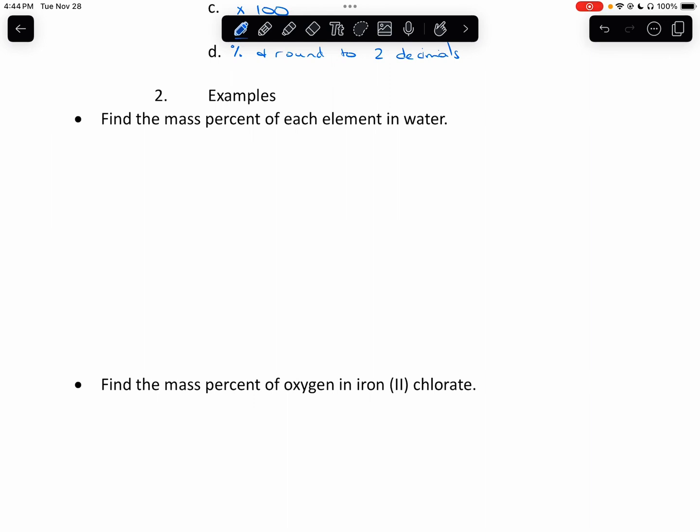All right, so here we go. We are finding the mass percent of both elements in water. So our first step is to find the molar mass. We have H2O, that's our formula.